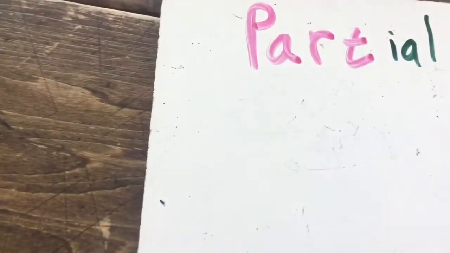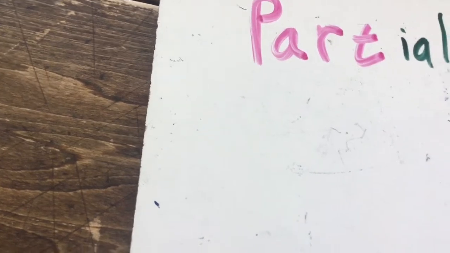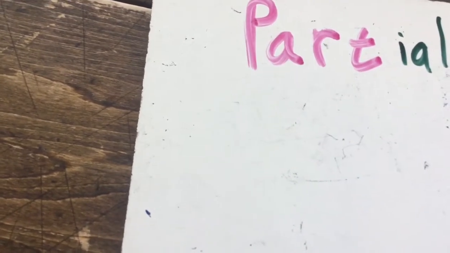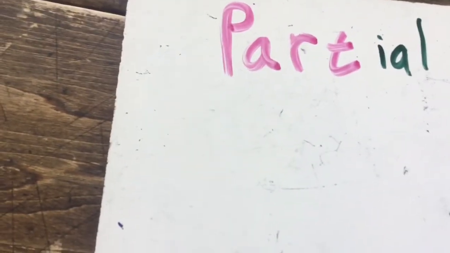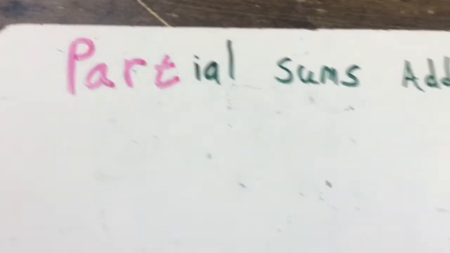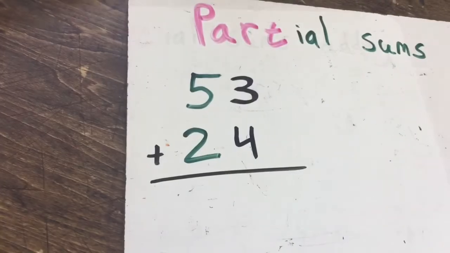Partial has the word part because one of the things you're going to do today is break up your numbers into their parts, mostly from the ones and tens place. I'll show you how to do it in a minute. Partial sums adding. Okay, here goes.